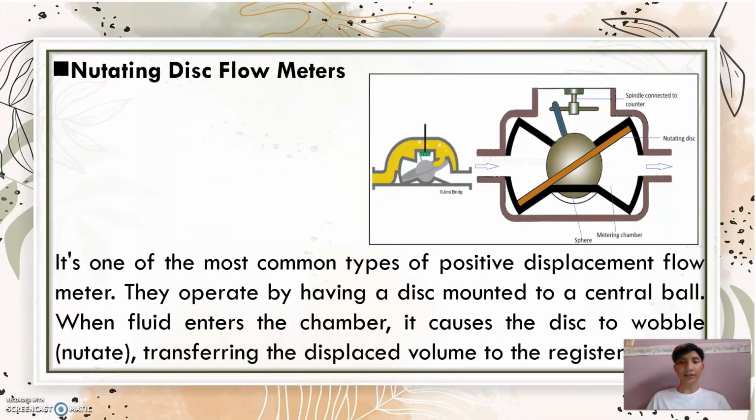Nutating disk flow meters. It's one of the most common types of positive displacement flow meter. They operate by having a disk mounted to a central ball. When fluid enters the chamber, it causes the disk to wobble, or nutate, transferring the displaced volume to the register.